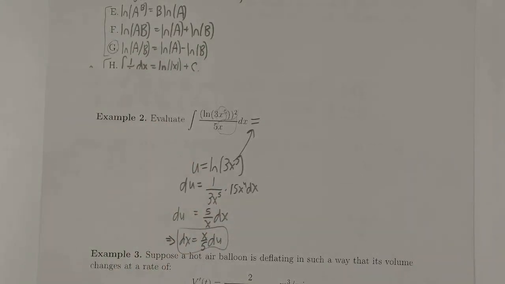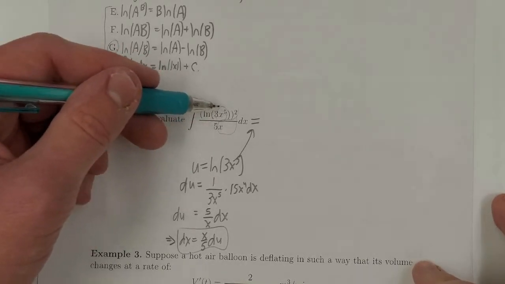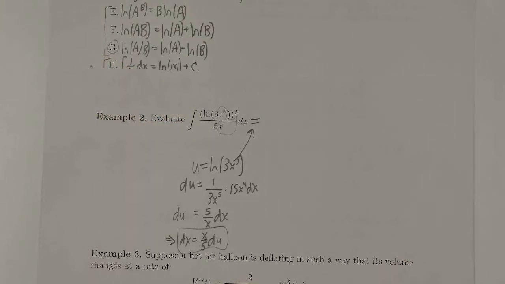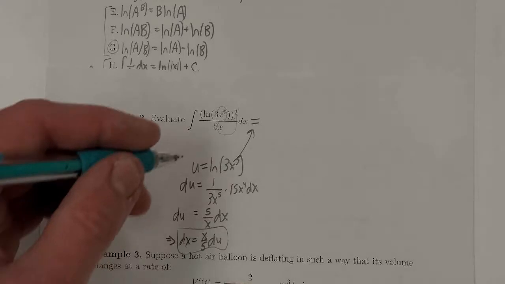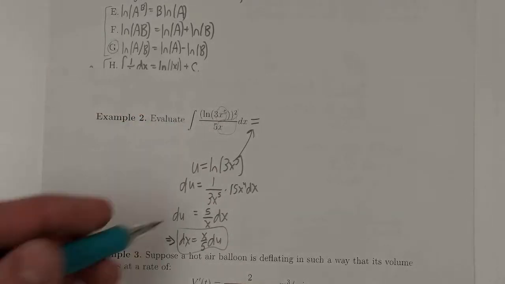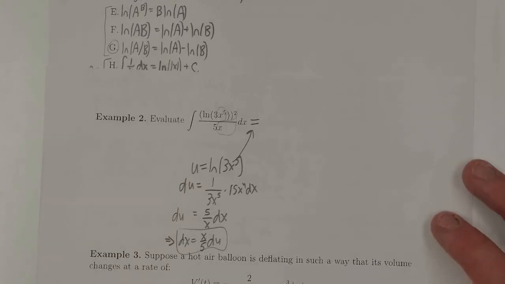Okay? So in general, if you have something like natural log to some power over x, then that should be a pretty good indication that you need to let u equal natural log of whatever. That's usually your best bet in that case. Okay? At least if you have a polynomial here somewhere. But if natural log of some polynomial. Okay? All right.